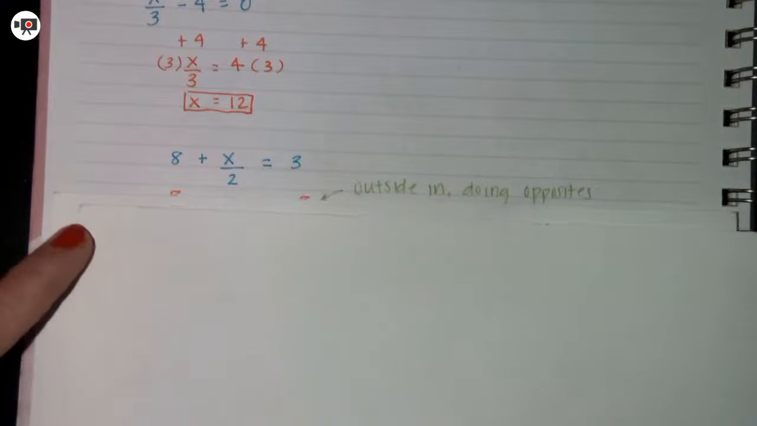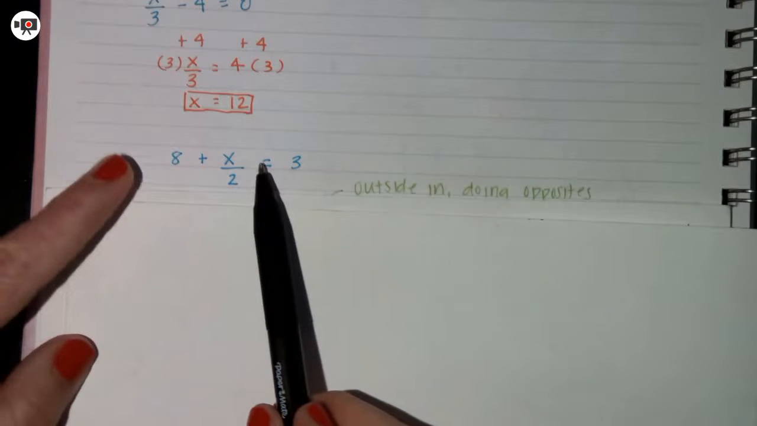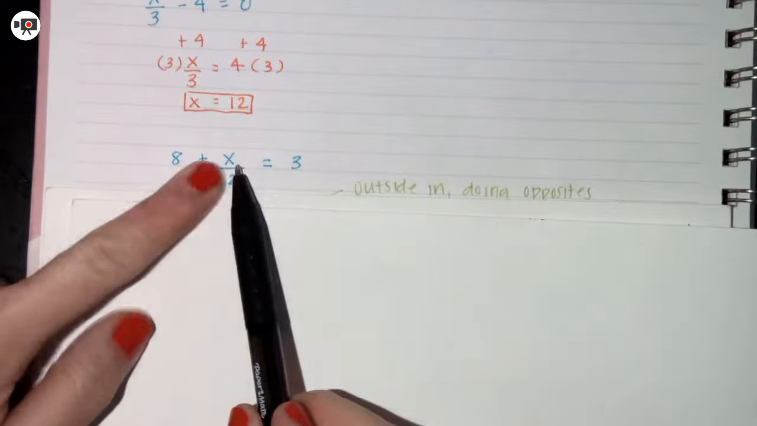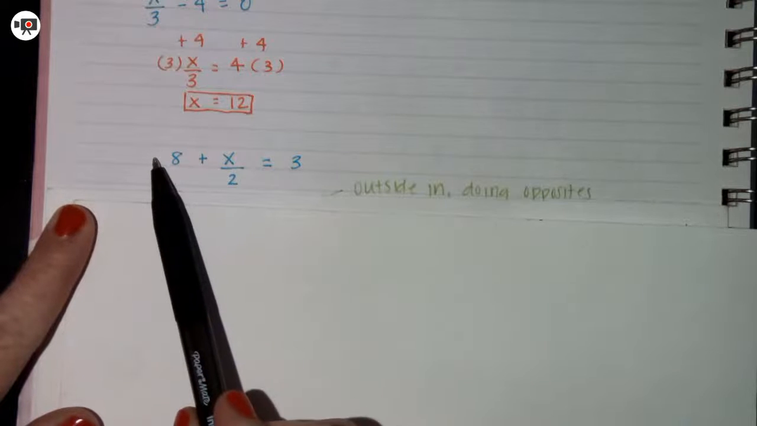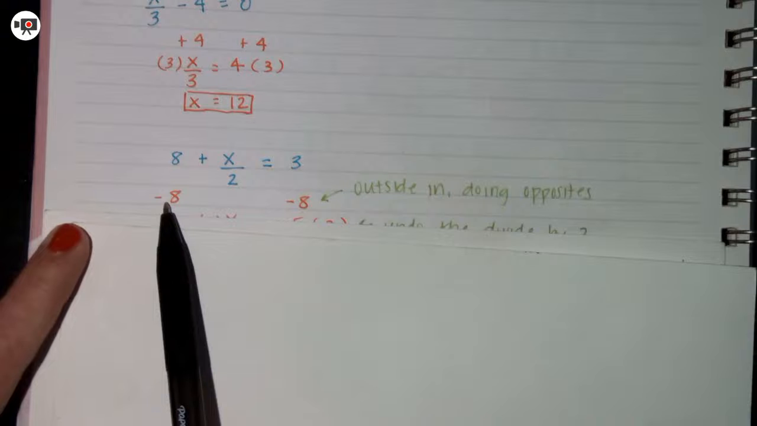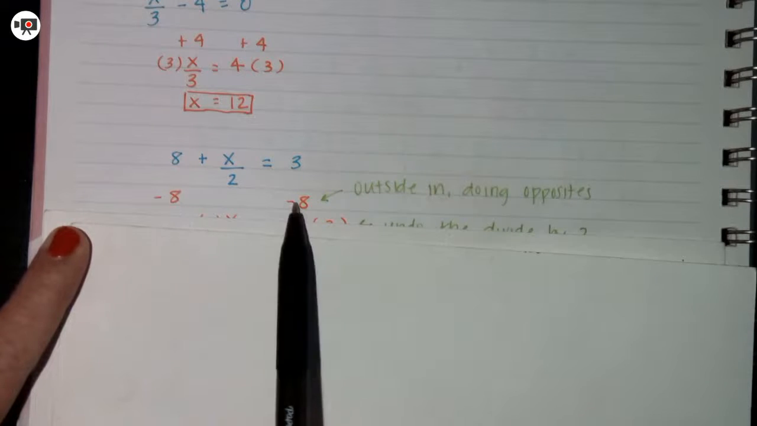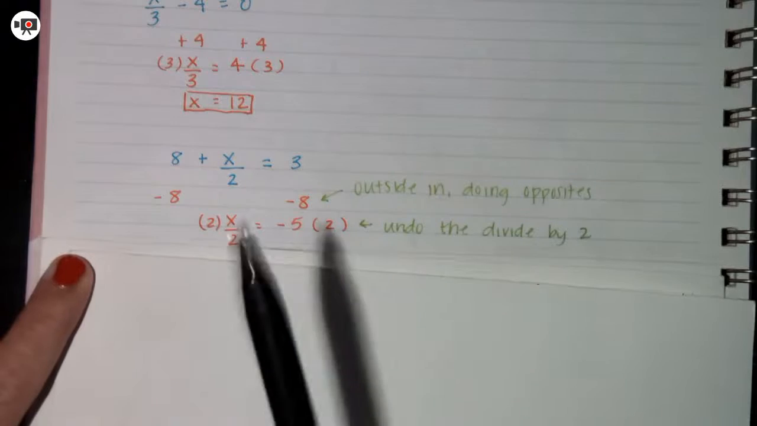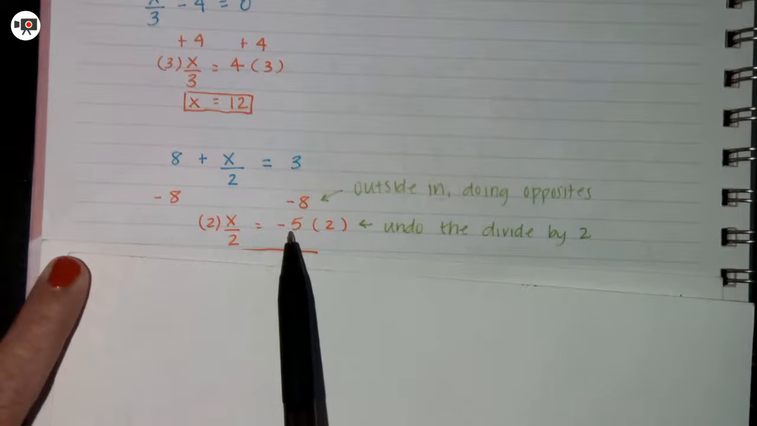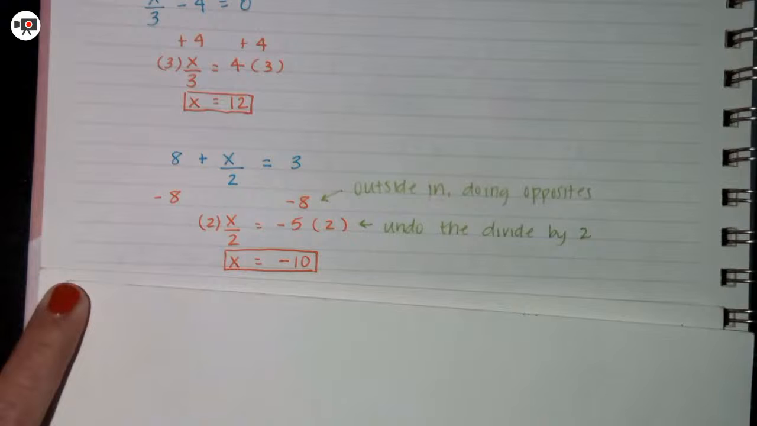In this last one, 8 plus x over 2 equals 3. Working from the outside in towards this x, I need to get rid of this 8. This 8 is positive, so I'm going to subtract. A positive 8 minus 8 equals 0. So subtract 8 on each side, and I get x over 2 equals negative 5. Then I need to multiply each side by 2 to get x equals negative 10.